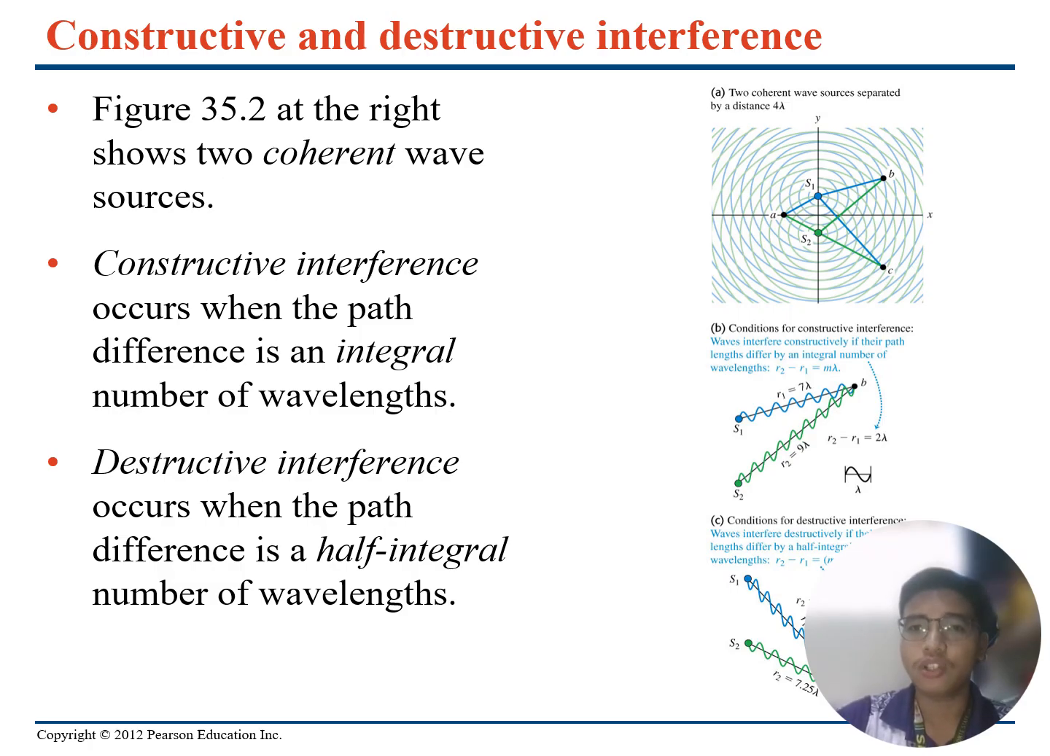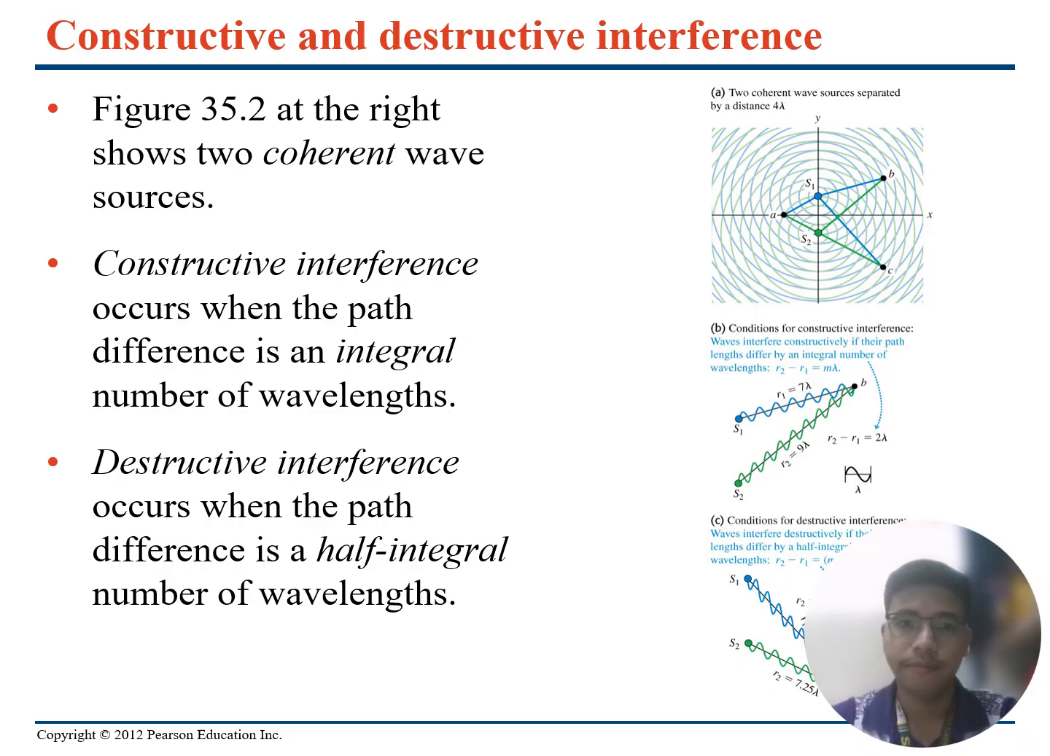The second type is destructive interference, which occurs when the crest of one wave aligns with the trough of another wave. In this case, the waves partially or completely cancel each other. Destructive interference occurs whenever the path difference is an odd multiple of one half wavelength. Understanding these two conditions is essential because every interference pattern consists of alternating regions of constructive and destructive interference.